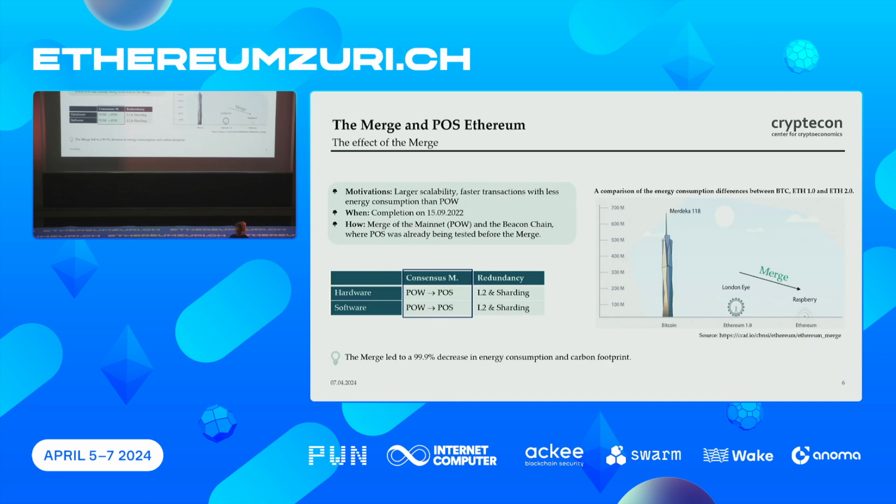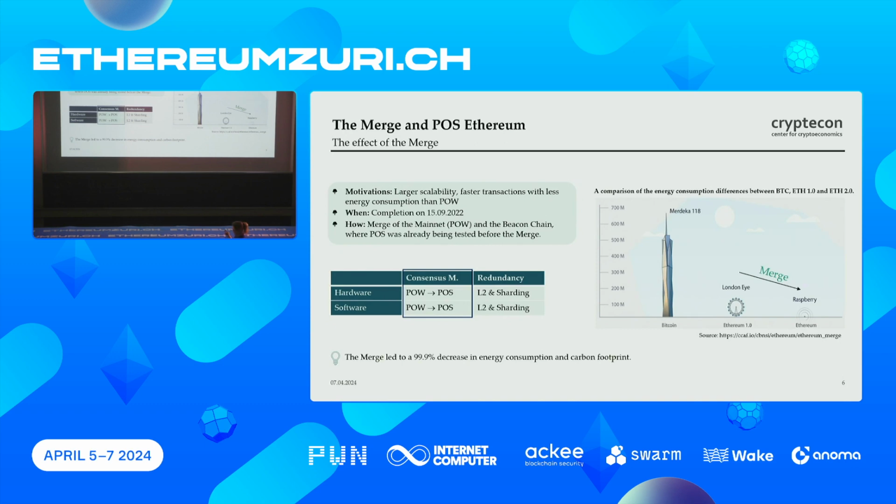So the main motivations behind the merge, next to the sustainability aspects, were the need to increase scalability and to increase transaction speed. And it started in December 2020 and lasted until the 15th of September 2022. Yes, and the merge is called such because the Ethereum mainnet was merged with the Beacon chain, where the proof-of-stake consensus mechanism had already been tested previously.